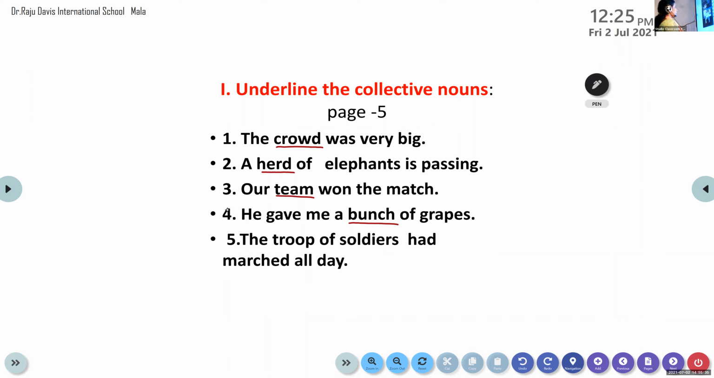Mayuga, come on. I hope all of you are doing it. Do the fifth question. A troop of soldiers has marched all day. Come on, tell me which is the collective noun there. Troop. Very good. So troop is a collective noun. So this is how you identify the collective noun. First exercise is all about identifying the collective noun.